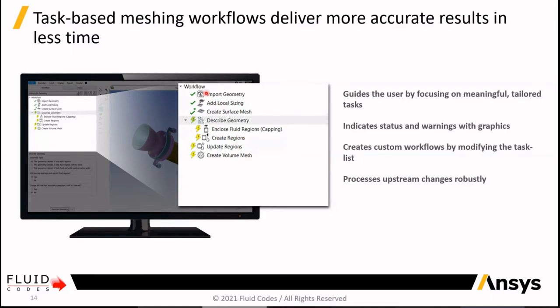So through this simple color coding, we can understand what's wrong or if everything is going all right. And all these tasks are guiding us. So these are tasks in sequence. We need to go from A to Z, from the top to the bottom, to create the mesh. So everything is there. So we just need to give very few inputs, basically.